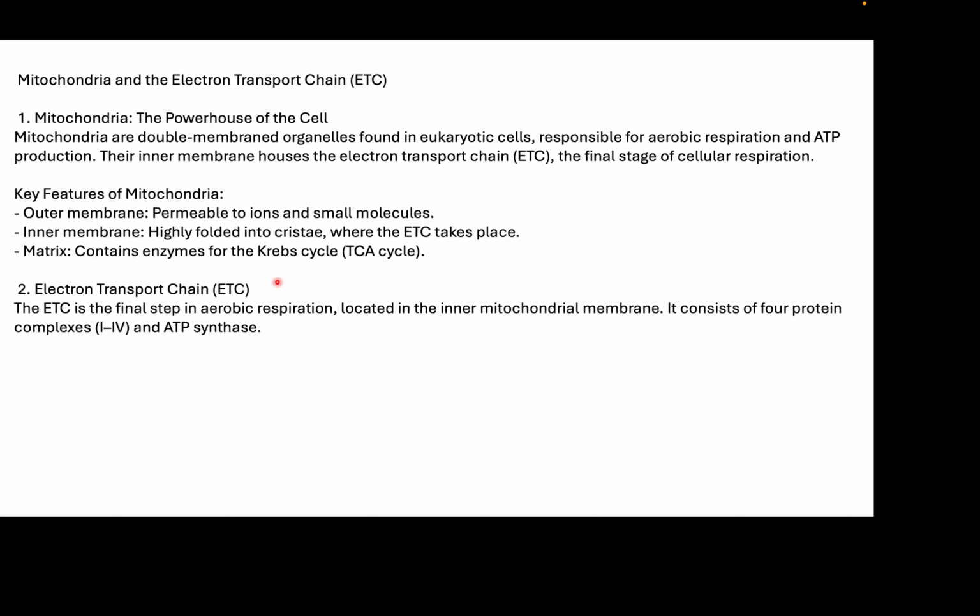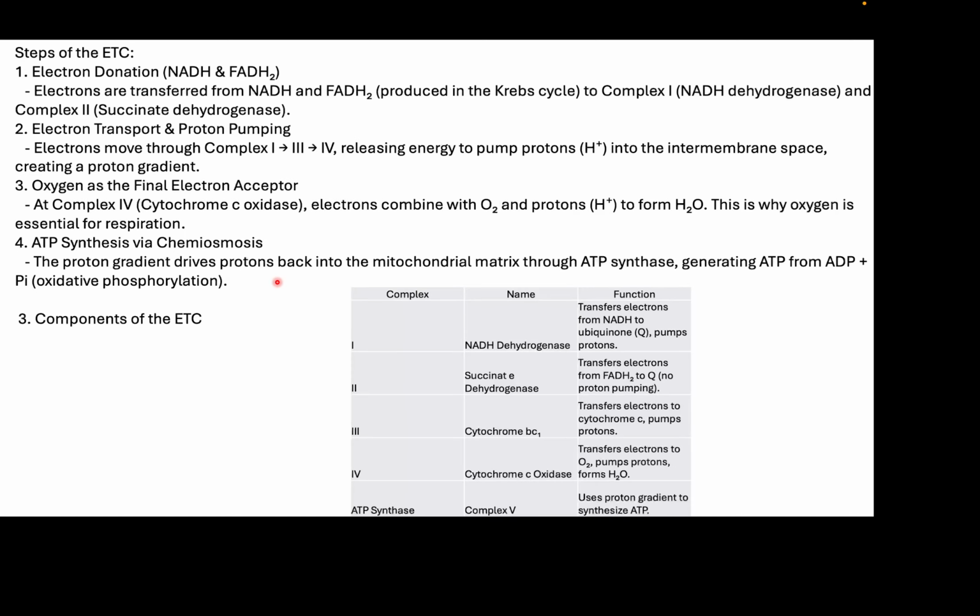Then the second part is the electron transport chain. The ETC, or electron transport chain, is the final step in aerobic respiration, located in the inner mitochondrial membrane. It consists of 4 protein complexes, named complex 1 to 4, and the ATP synthase. These are the complexes of the ETC.